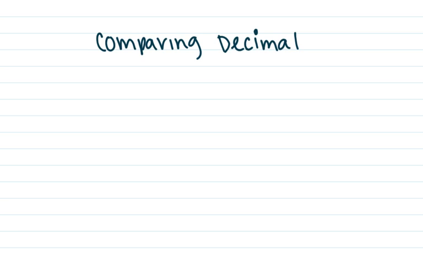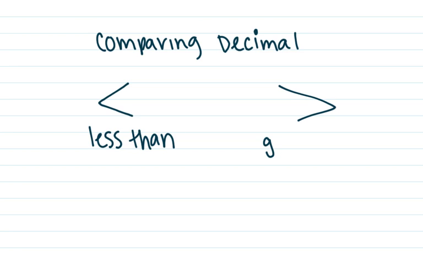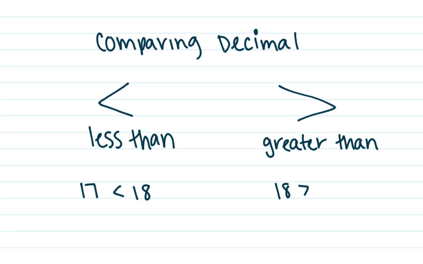First of all, a brief reminder about our signs. We have two types of signs. We have less than, which means that the number to the left is going to be less than the number to the right. And we have greater than, which means that the number to the left is going to be greater than the number to the right. So depending on the way your numbers are written, you could say that 17 is less than 18, or you could say 18 is greater than 17. It really just depends on which number is on the left and which number is on the right.